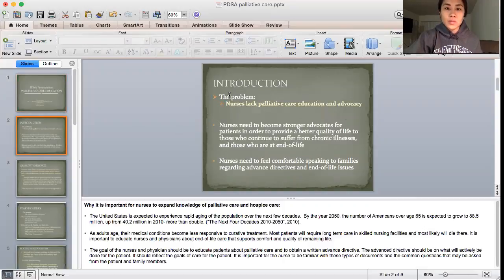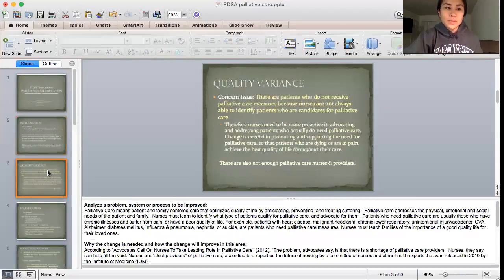Introduction. The problem. The problem is that nurses lack palliative care education and advocacy. Nurses need to become stronger advocates for patients in order to provide a better quality of life to those who continue to suffer from chronic illnesses and for those who are at end of life. The United States is expected to experience rapid aging of the population over the next few decades. By the year 2050, the number of Americans over age 65 is expected to grow to 88.5 million.